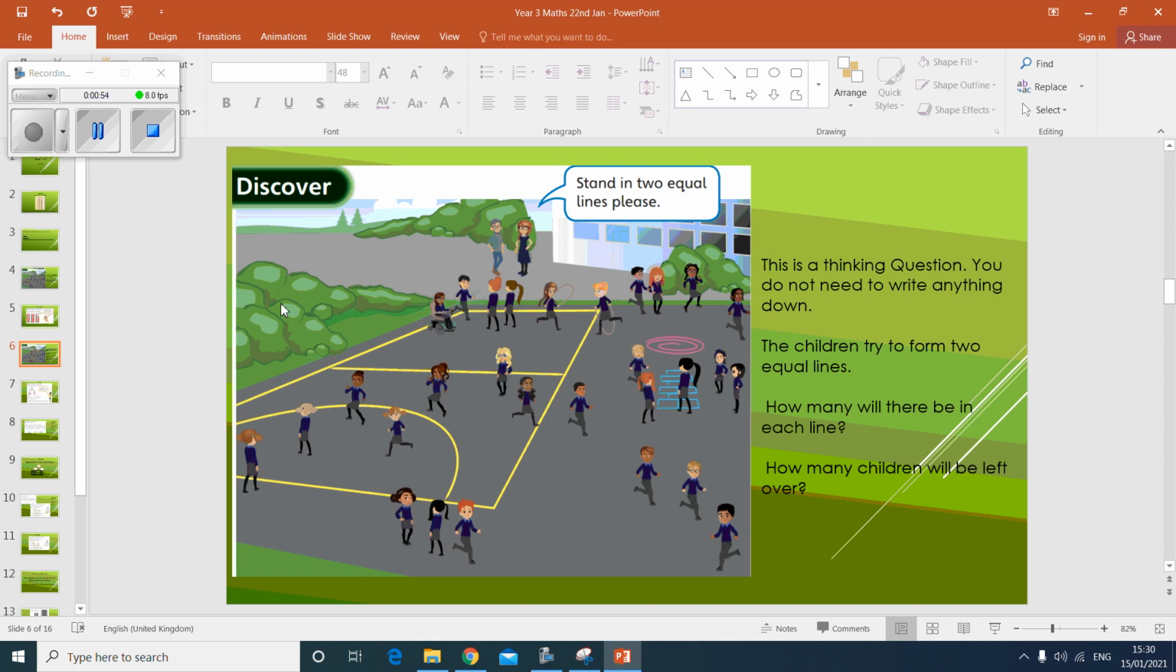Our next thinking question, we are looking at the children in the playground again, and we are forming 2 equal lines. But I want to know how many will be in each line to make it equal and how many children will be left over. Pause the video while you have a go and then we'll check our answers.